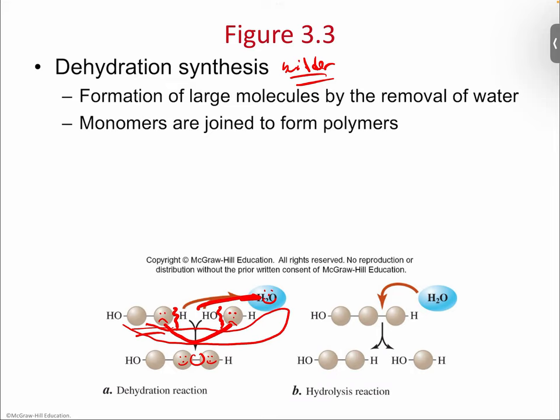You want to add a fourth, do the same thing. And what's three becomes four. And what's four becomes five, and then six and seven, for as long as you want this chain. That's dehydration synthesis. So that's building the polymer.